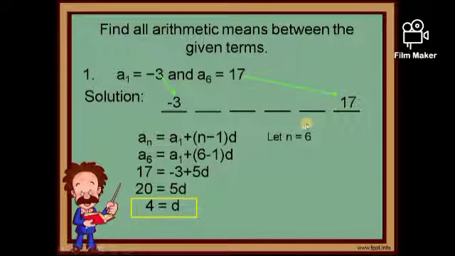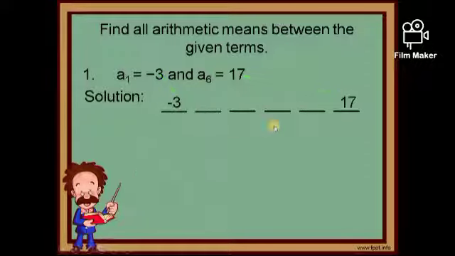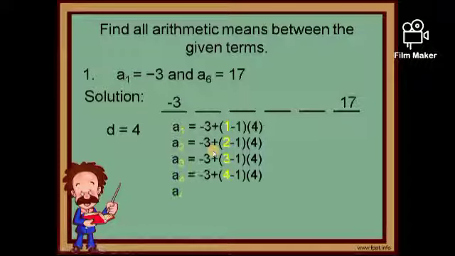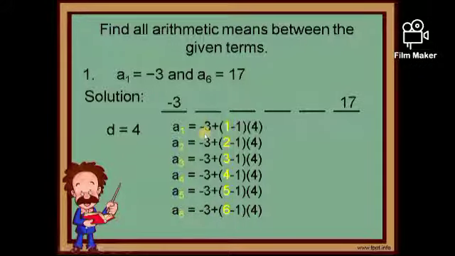Now, to fill in the gaps, we need to solve for the second, third, fourth, and fifth terms. Using the general formula for an arithmetic sequence and this common difference of 4, we can solve the first term up to the sixth term by replacing n equals 1 for the first term, n equals 2 for the second term, until a sub 6, where n equals 6 for the sixth term. Okay, now simplify those numbers.